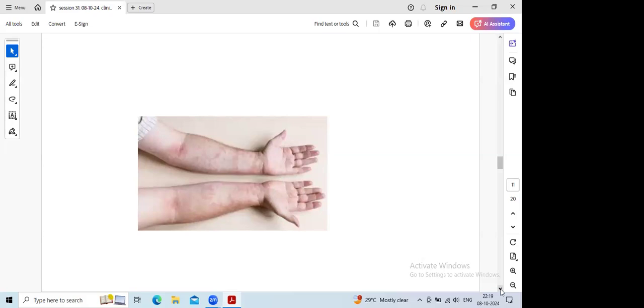Is there an indication to take a swab in this child? Yes, if there are any features of secondary infection or herpetic secondary infection, then swab it. So how would you like to manage this child, considering this as eczema?